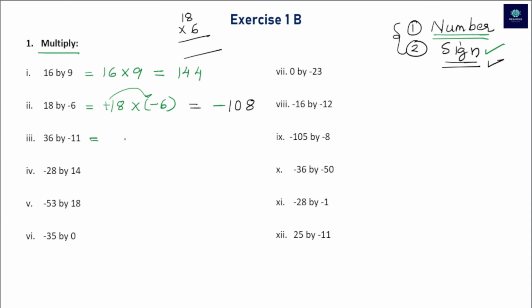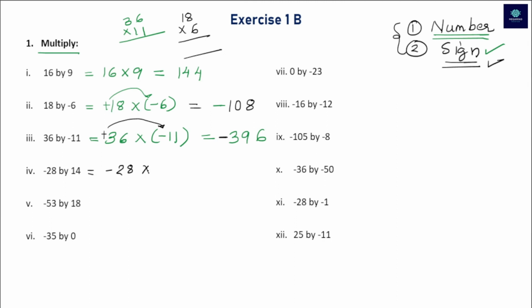Coming to question number 3, 36 gets multiplied with minus 11. So first multiply 36 and 11. On multiplying this, you are going to get 396. And now it's time to put the sign. For putting the sign, check: 36 is a positive number, 11 is a negative number. So minus and plus becomes minus. So your answer will be negative. Likewise, let us solve all the questions here.